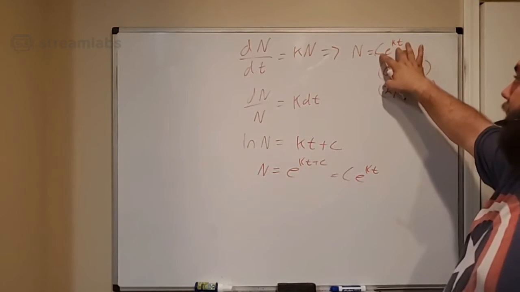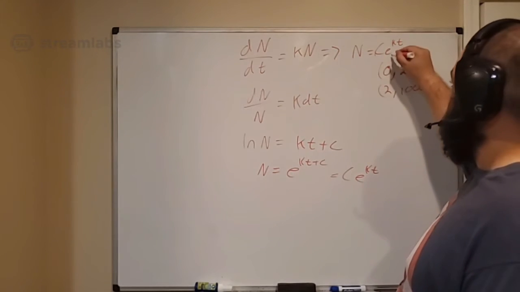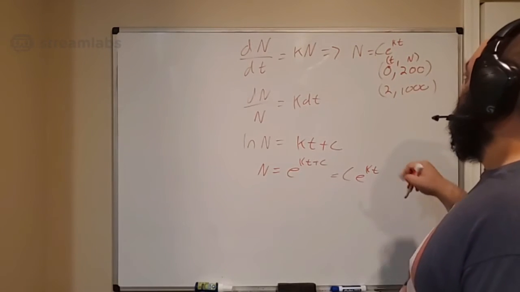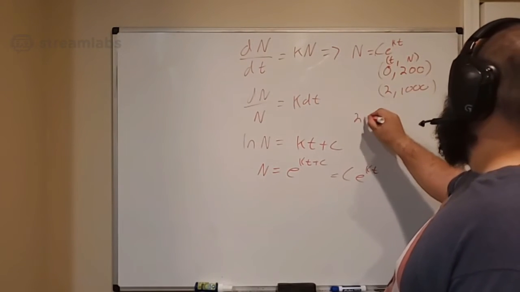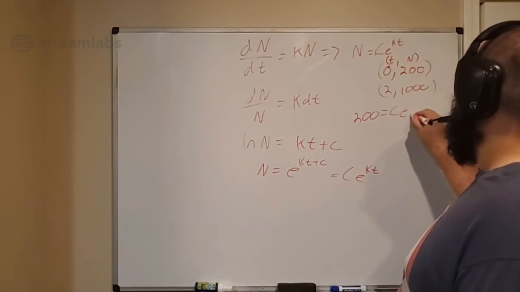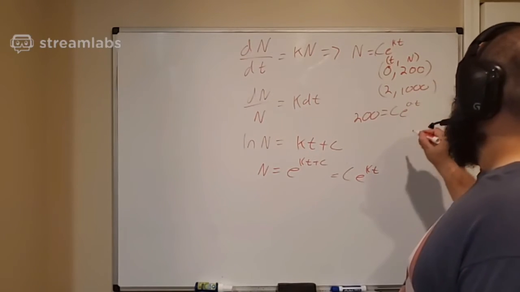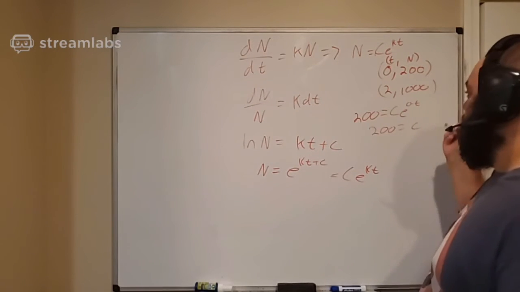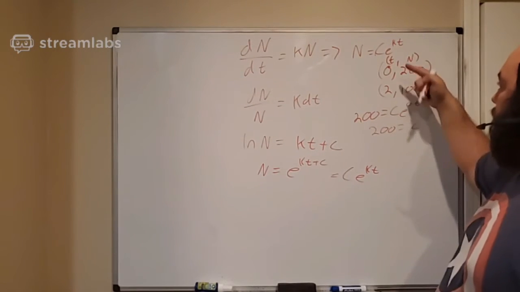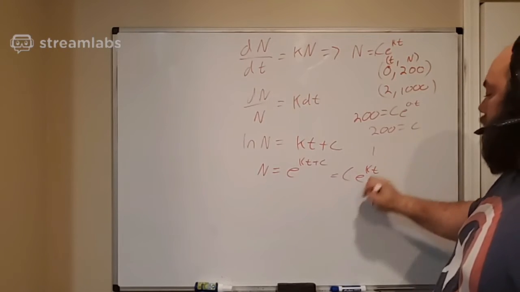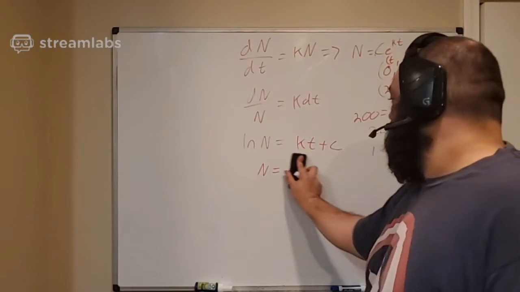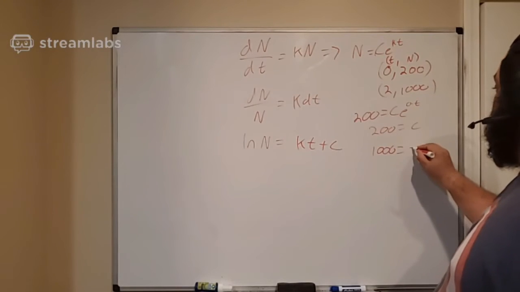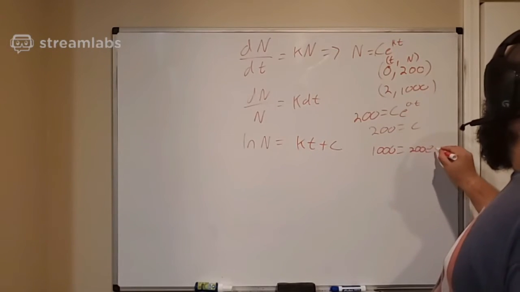So you get that 200 is equal to c e to the 0 t. So 200 is equal to c, because e to the 0 is just 1. And then plug in your other one, and you get 1,000 equals 200 e to the 2k. So 5 equals e to the 2k.